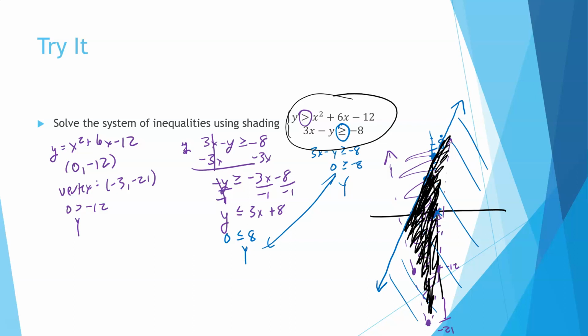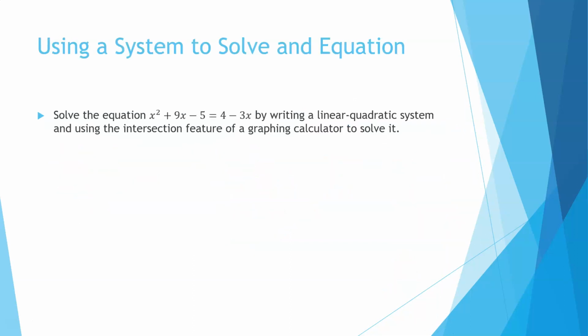All right, now that we've done some stuff by hand, it's actually a really good review of section 2, graphing parabolas in quadratic form by hand. Now we're going to go back to our graphing calculator, and we are going to use that to solve a system of equations, but it starts as an equation. Okay, so in this case, we're going to solve the equation, but we're going to do that by writing it as a linear quadratic system.